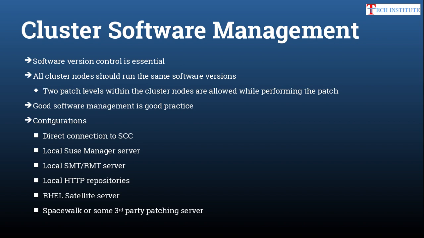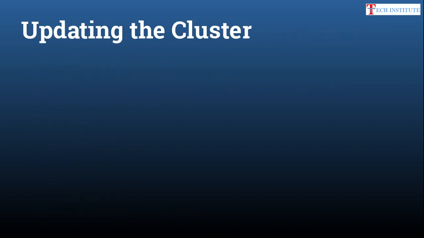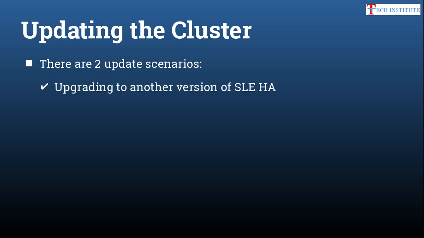So now once you are done with your software management configuration, then you have to update the cluster node. There are two scenarios for updating. One is upgrading to another version of SUSE High Availability OS. This can be a major release update, like going from SUSE 12 to SUSE 15, or a service pack upgrade, like going from 15.1 to 15.2. So this is one scenario where your OS version is getting changed.